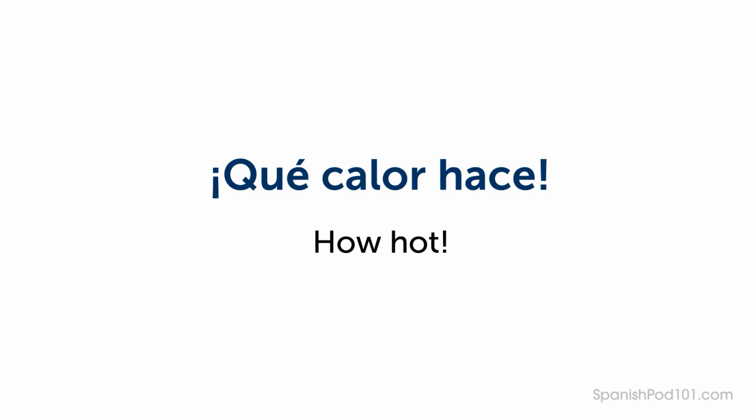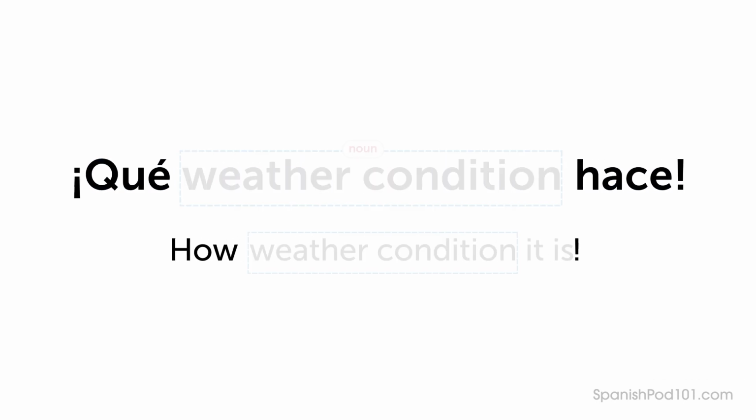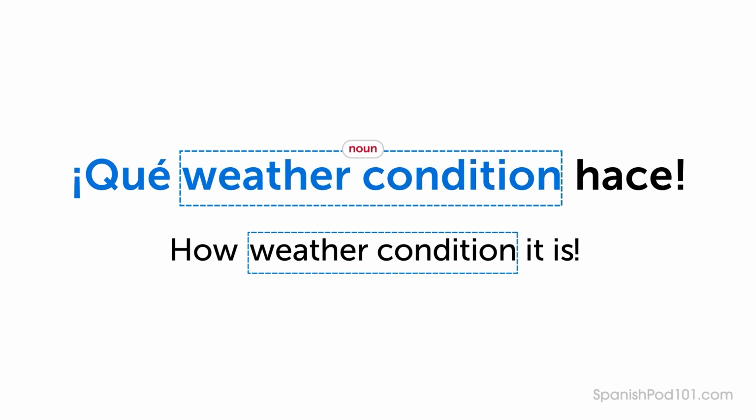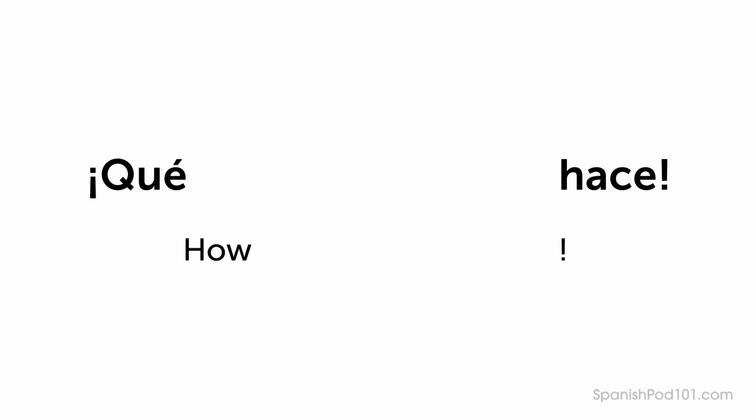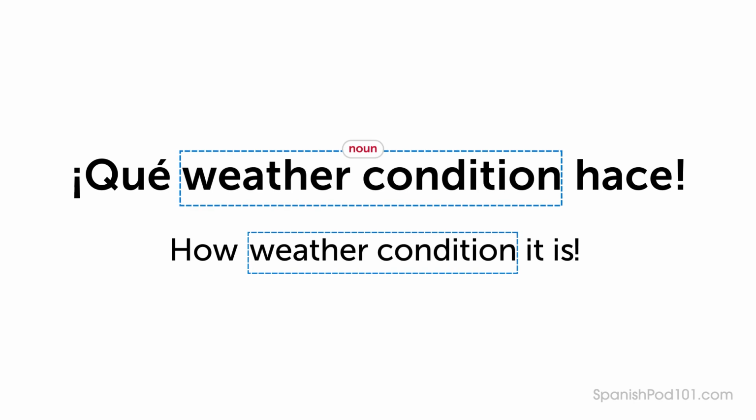¿Qué calor hace? This pattern uses an exclamation and is meant to elicit a response from the listener. The pattern is ¿Qué weather condition hace? How weather condition it is. To use this pattern, simply replace the weather condition placeholder with the weather condition. Note, this pattern requires a noun. For example, ¿Qué frío hace? How cold it is. Or, in more natural English, how cold. You should be aware of this pattern, but you won't need it for this lesson.